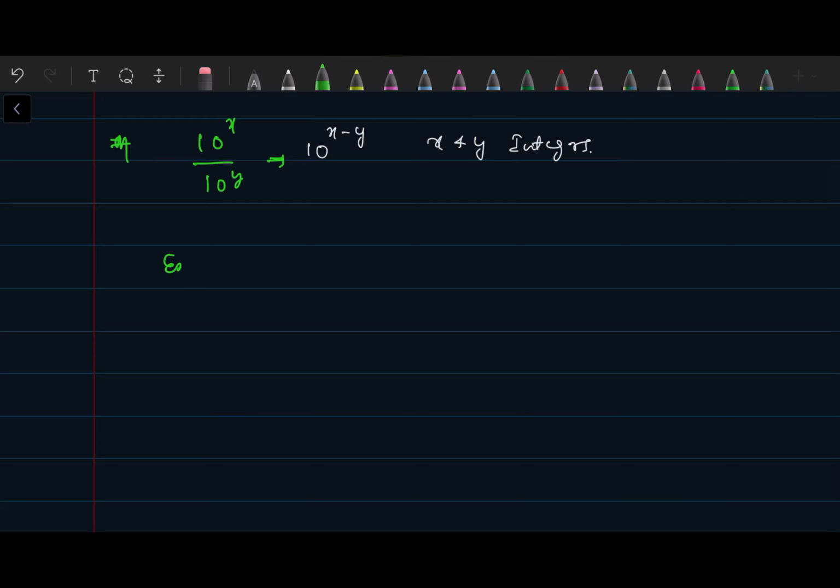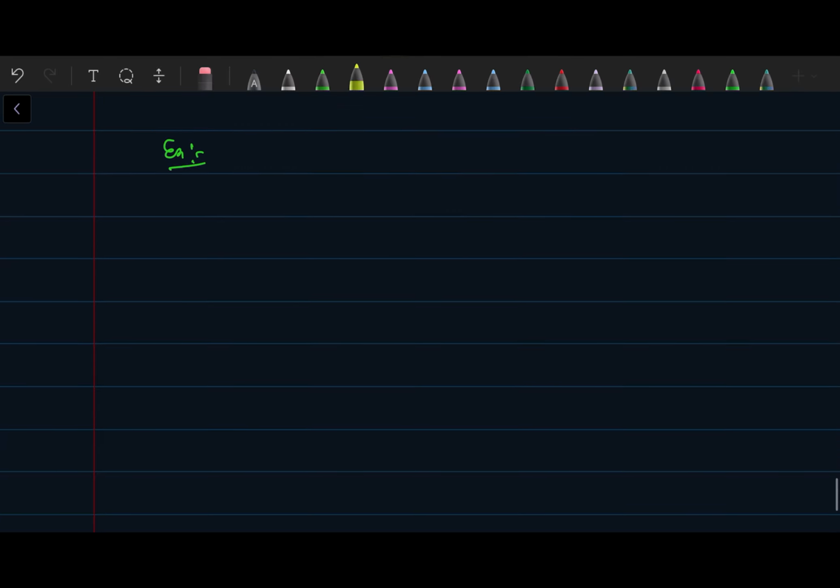Example number 1, if it goes 2.5 into 10 to the power of 5. This is the one value. Another, I am trying to divide with the same value, that is 10 to the power of 8.